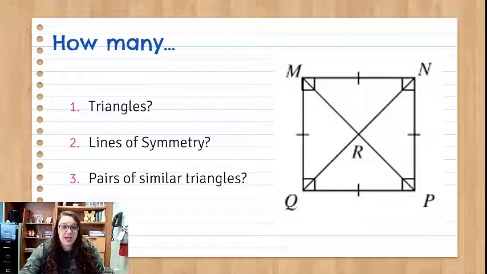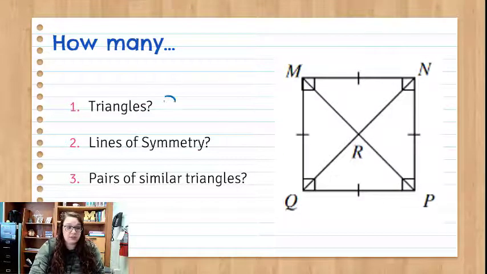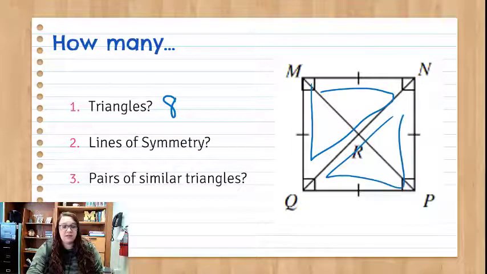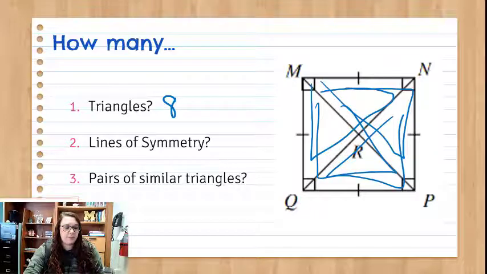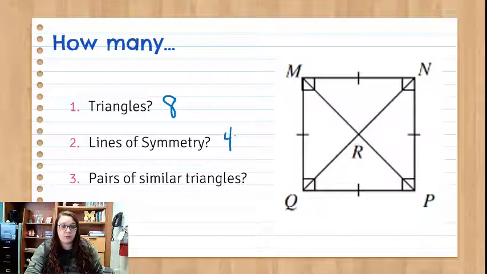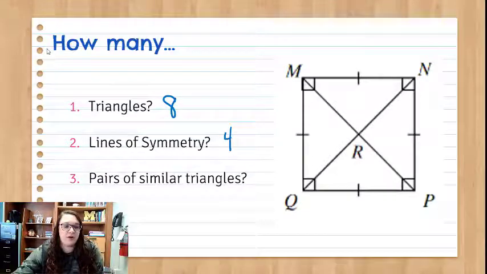For triangles, I see 1, 2, 3, 4, 5, 6, 7, 8. I see 8 triangles. There's the 4 little ones, then there's this half and this half, 6, 7. 4, 5, 6, and then there's this one and this one, 7, 8. So there's a bunch of them there. Let's next think about lines of symmetry. For this one, I could cut it down the middle here, 1, 2, or diagonally 3, 4. So 4 lines of symmetry. Pairs of similar triangles. There's a bunch actually. I'm not going to answer this question, but I want you to be confident on what your answer was.